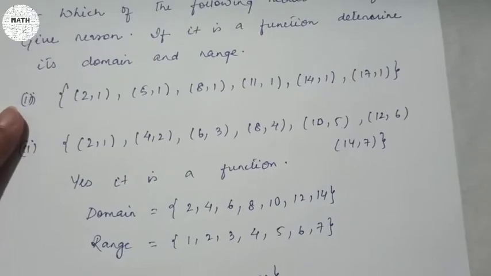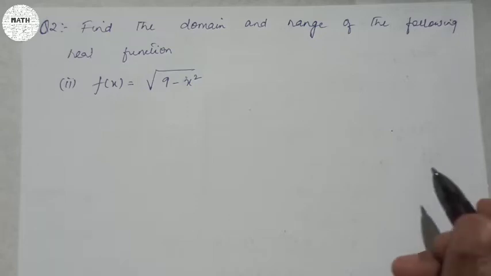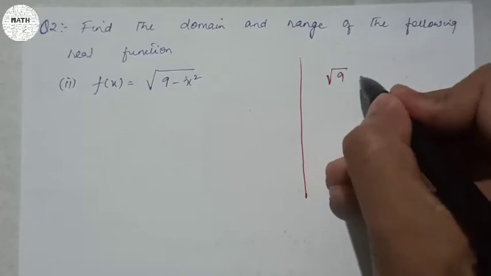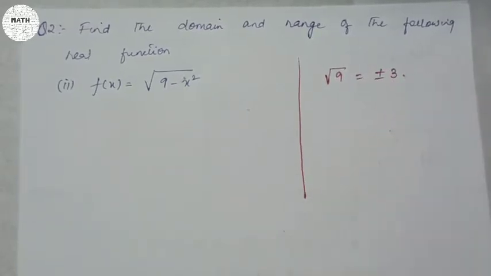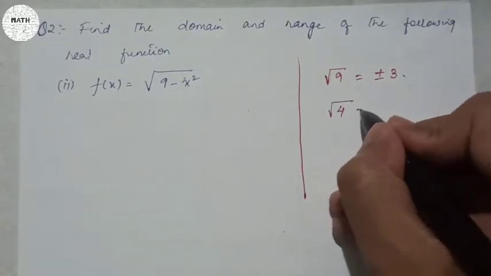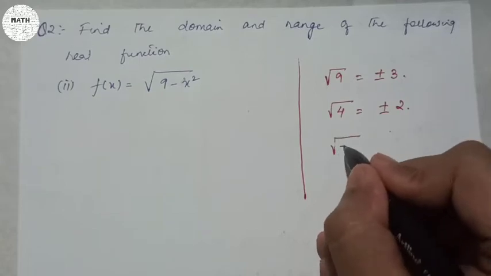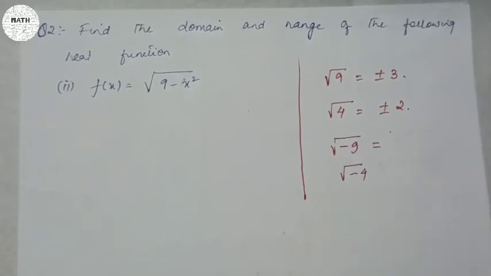Please do try. Alright, question number 2 is given to be find the domain and range of the following real function. 2 is given to be f of x is equal to root over of 9 minus x squared. Okay, by root, one small term comes under that. Root over 9, what's the answer? Everybody knows the answer is either plus or minus 3, right? Similarly, root over 4, what's the answer? It will be plus or minus 2. But if I happen to ask you root over minus 9 or root over minus 4, do you have any answer?